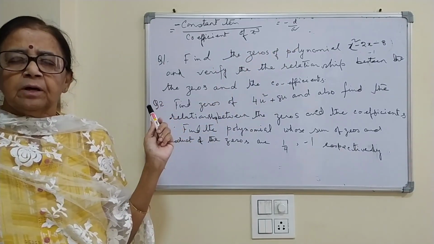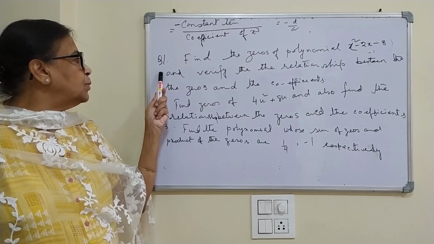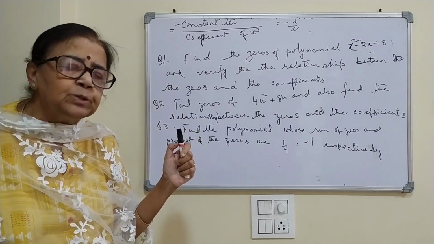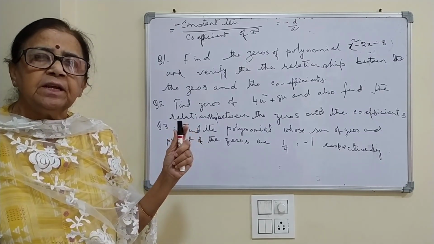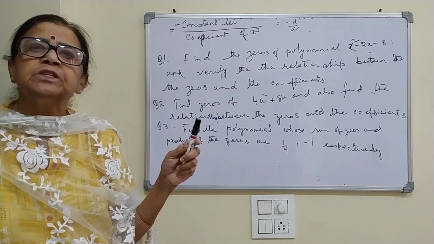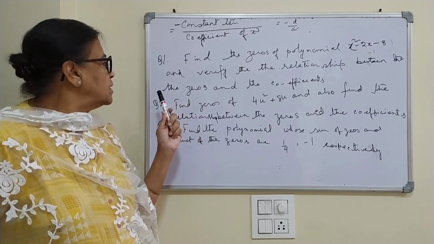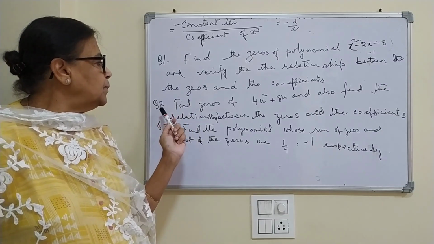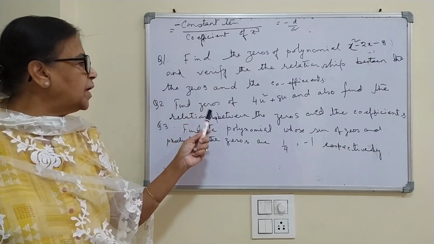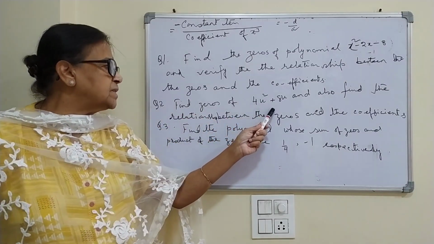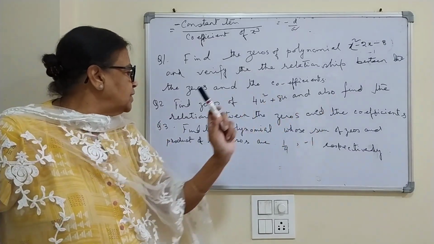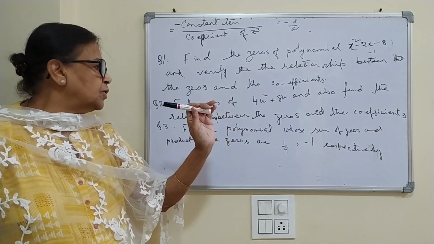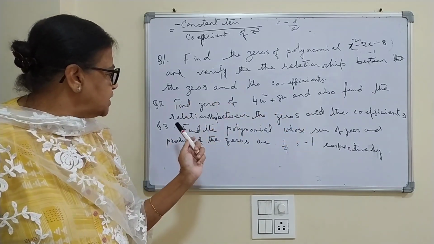I give you here the worksheet. Question number 1 is find the zeros of the polynomial x square minus 2x minus 8 and verify the relationship between the zeros and the coefficients. Similarly, I give you another sum. Find the zeros of 4u square plus 8u and also verify the relationship between the zeros of the polynomial and the coefficients.